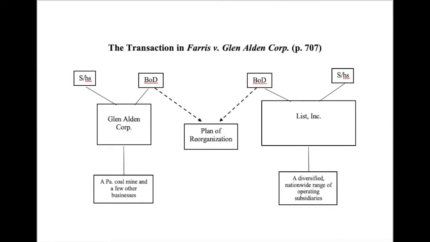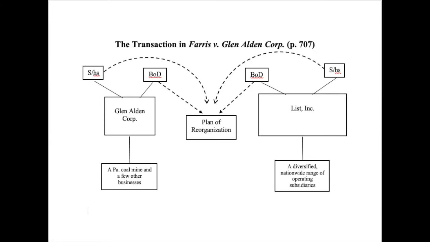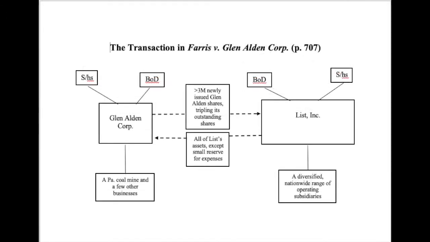Okay, so first of all, the plan of reorganization required some voting procedures. First, it was negotiated by the boards of directors of the two companies, and they voted to approve it. Then the shareholders of both companies were entitled to vote on it as well. All right, so far so good, but that's where the weird stuff starts kicking in. Once this plan is approved, there is a transfer of assets in exchange for securities. So all the property of List Incorporated, its factories, its businesses, its trucks, its bank accounts, its inventories, blah, blah, blah, was transferred to Glen Alden in exchange for a big pile of securities.